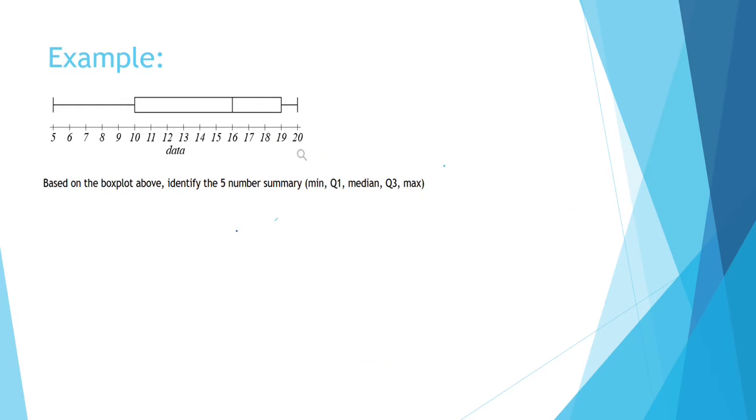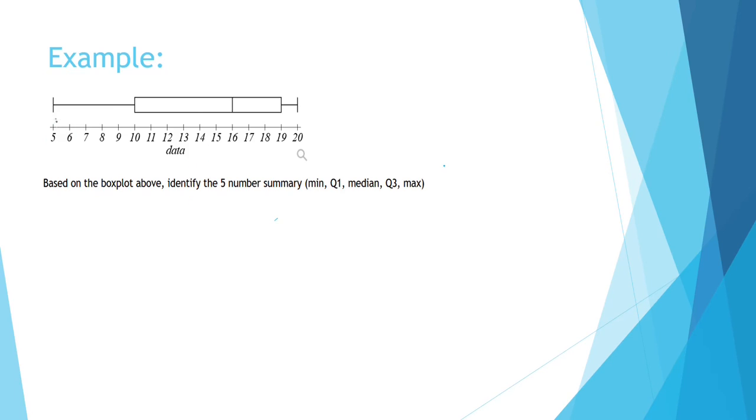You are given a box plot and we want to find the 5-number summary. So pause the video and try that on your own. Looking at this box plot, we notice that there are no outliers. There's no asterisk or dot on the left or right side, so there are no outliers.